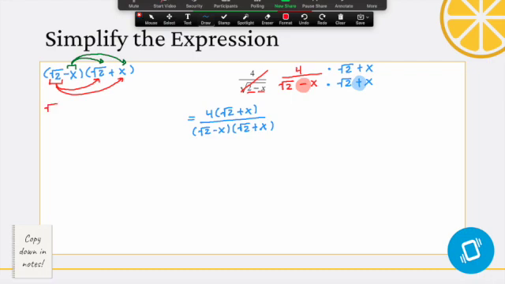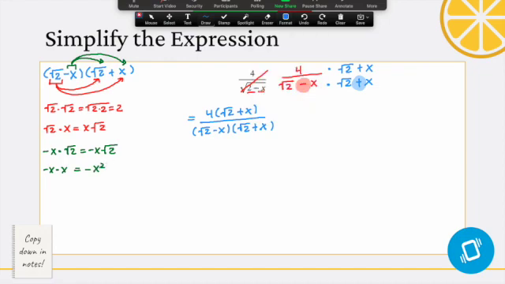So square root of 2 times square root of 2 equals square root of 2 times 2, which is just 2. Then I have square root of 2 times positive x, so we get x square root of 2. When I had the other distribution, we get negative x times the square root of 2. That equals negative x square root of 2. We also have here negative x times x, which equals negative x squared.